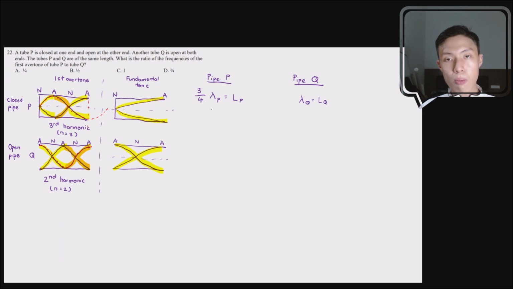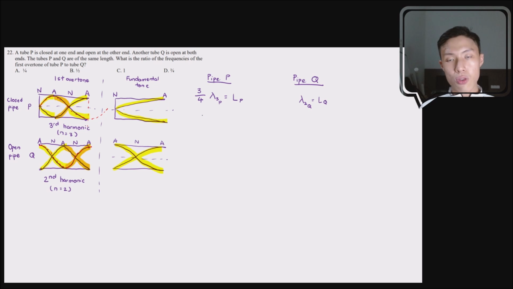Okay, if you want to be more specific, instead of writing just P and Q, you know this is the third harmonic for pipe P. So you can write this as lambda 3, the wavelength of the third harmonic for pipe P. This is the wavelength of the second harmonic for pipe Q. So this is how you can write it.